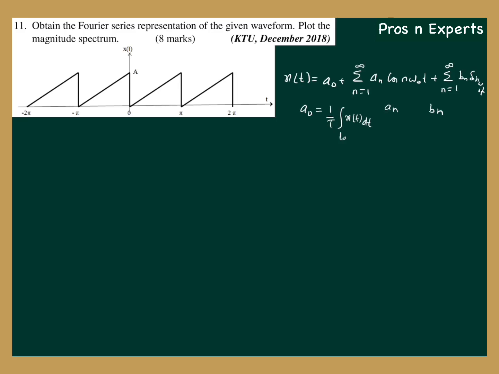But what about an? An is equal to 2 by T integral over a period x of t cos n omega 0 t dt. You find omega 0, substitute in it and get an answer. Bn is equal to, again, 2 by T integral over time period x of t sin n omega 0 t dt. So normally these integrals are very tedious. They are simple, but they require a long time. Normally 15 minutes will be taken by an average student to evaluate all these integrals, and while doing so, there are so many chances to make errors while integrating and putting the limits.